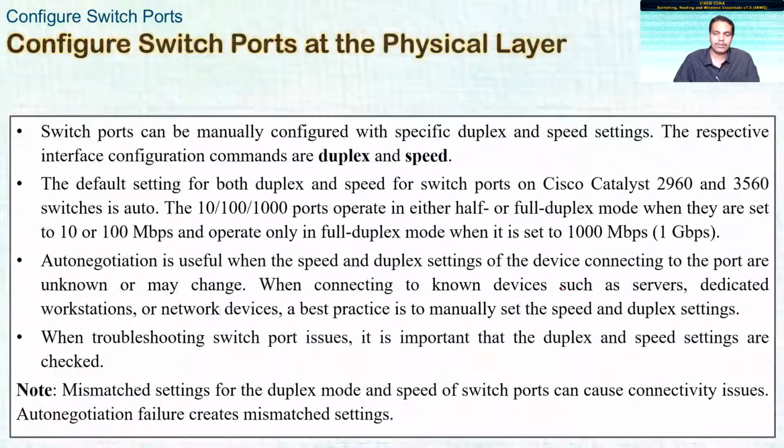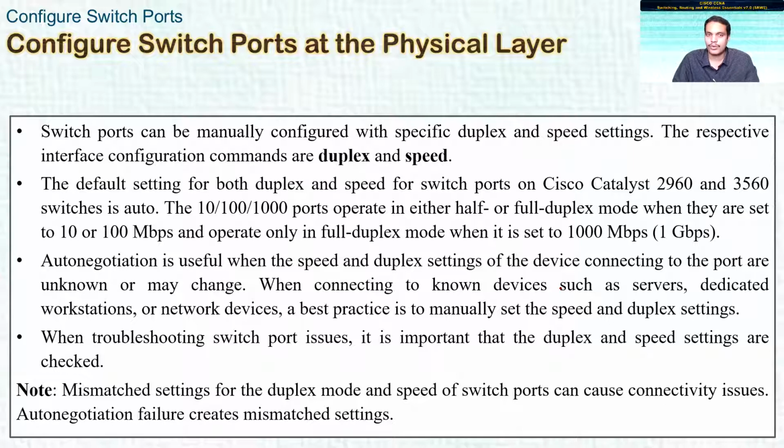Okay. Now, what are the different commands that you need to implement if you are to manually configure the settings? There are two important commands to configure switch ports at the physical layer. One is called duplex, and the other one is the speed command. Generally speaking, the default setting for both duplex and speed is auto. You keep it on auto.